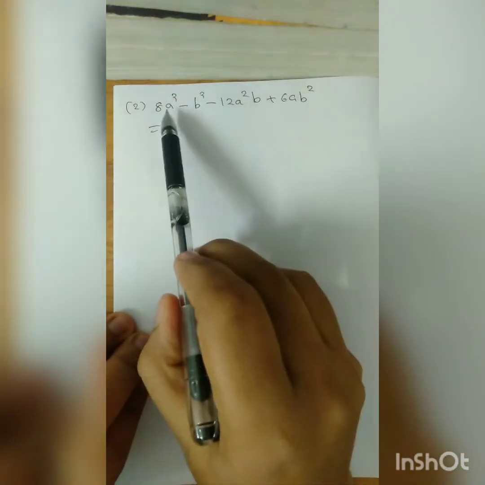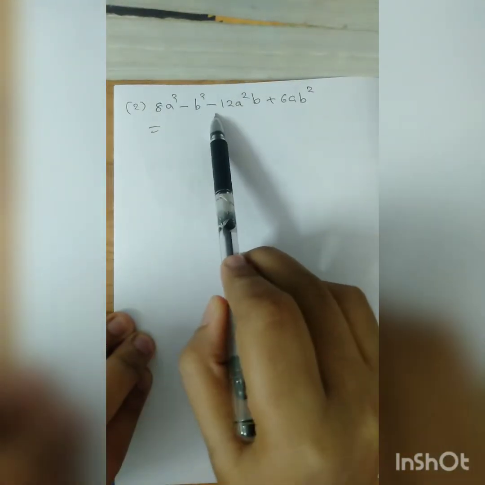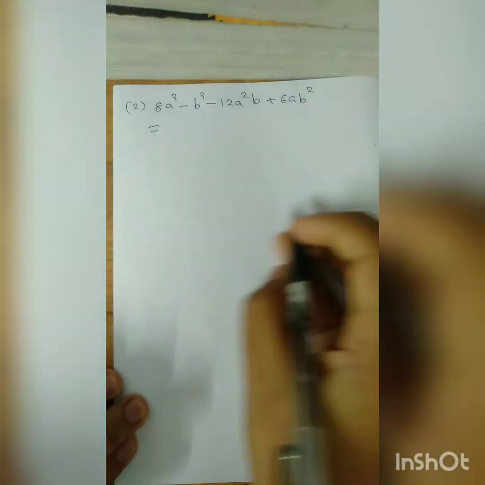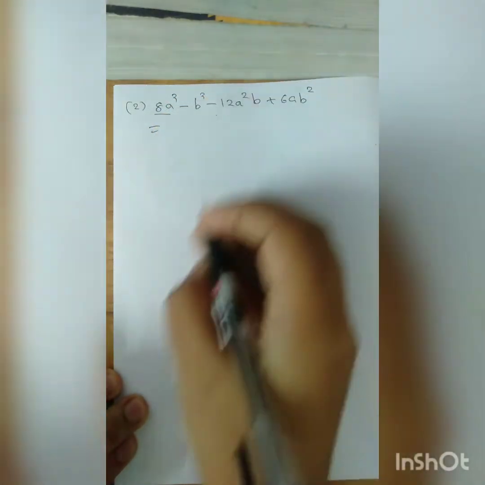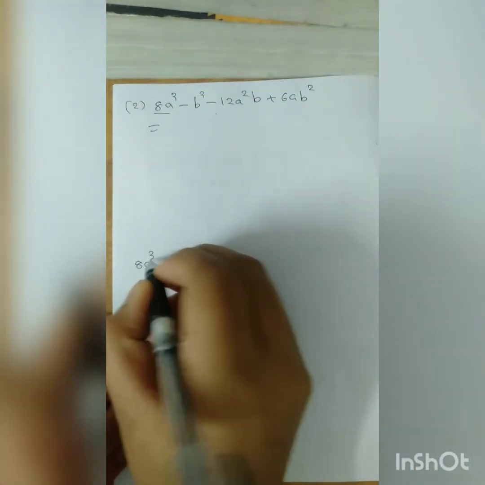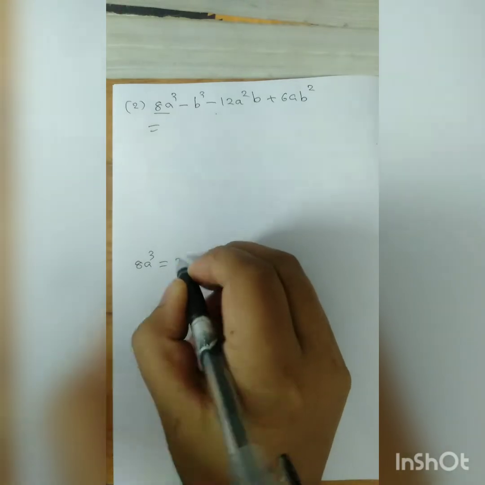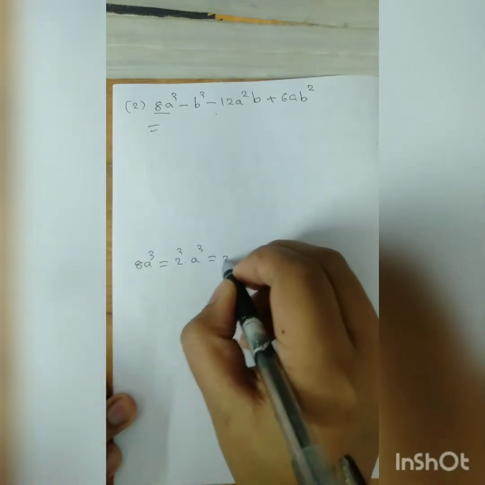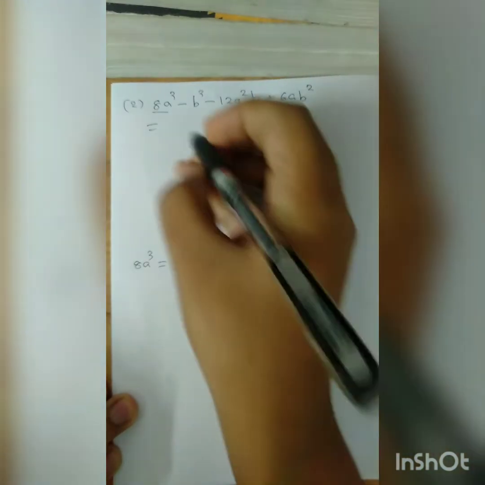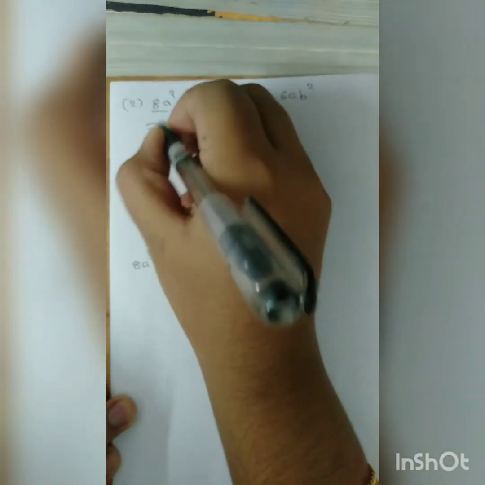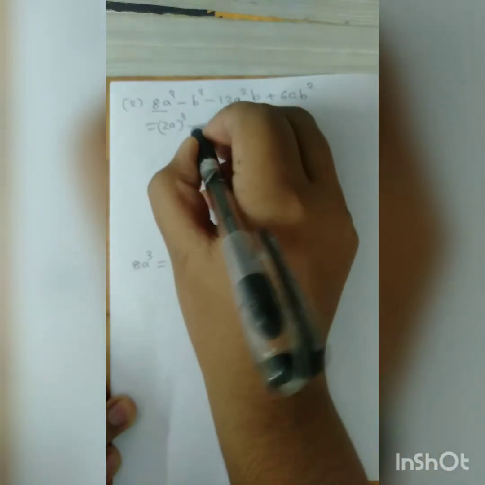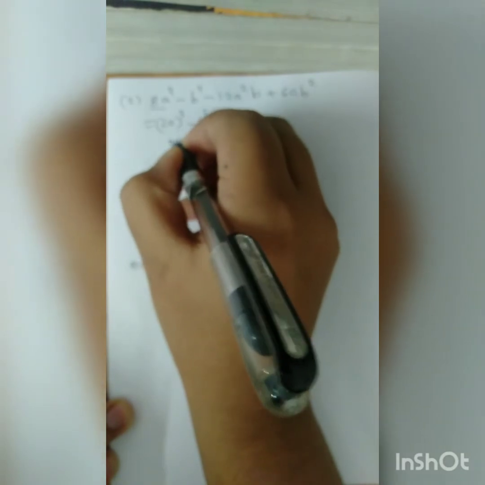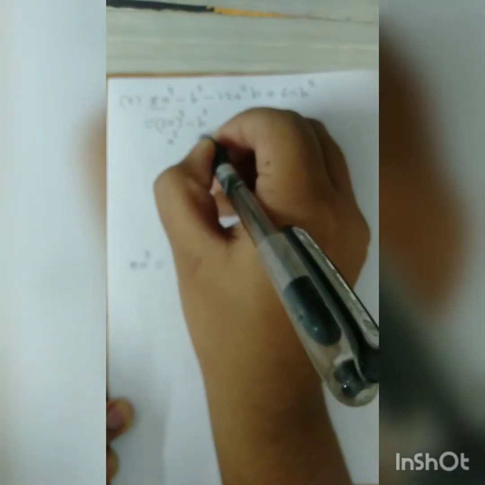The second question is 8a cube minus b cube minus 12a square b plus 6ab square. So consider the first term, 8a cube. 8 can be written as 2 cube. So 8a cube is equal to 2 cube into a cube, which is equal to (2a) the whole cube. Then minus b cube is written as minus b cube. So this is in the form of a cube minus b cube.